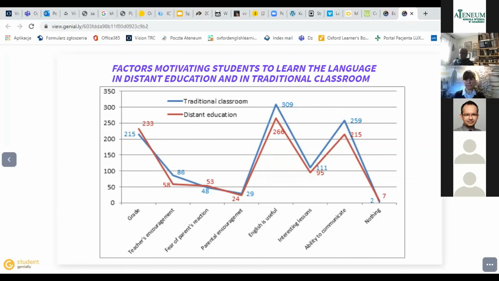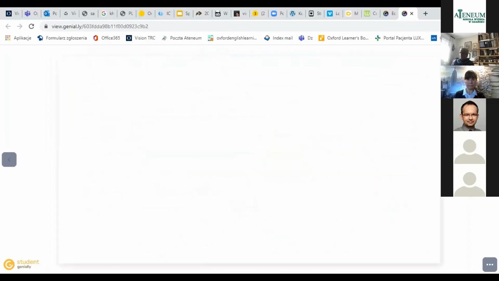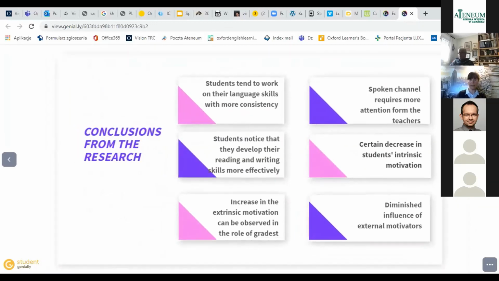Summarizing, concluding, students tend to work on the good side of distance education. Students tend to work on their language skills with more consistency. They also indicated that it was easier for them to work on development of reading and writing skills. And there was an increase in the extrinsic motivation in the role of the grade. This is on the good side.